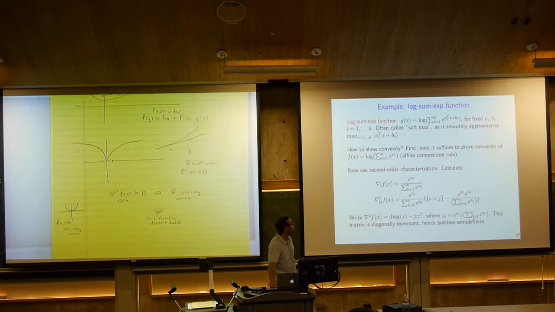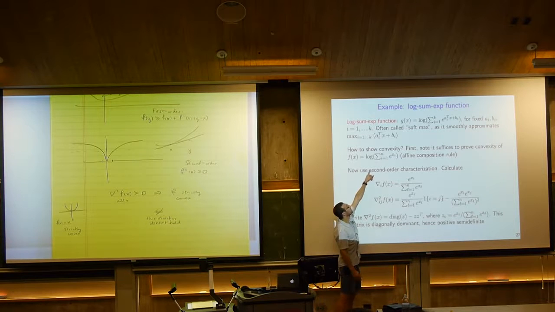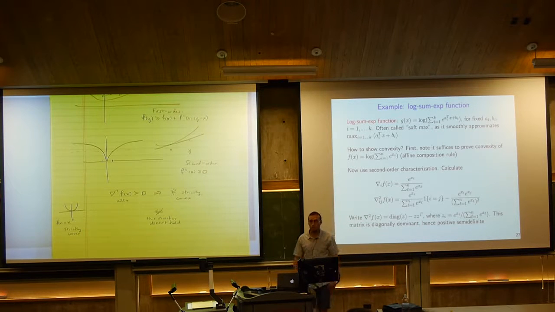To check convexity, there are various ways. This is maybe just to check that you understand them. The easiest thing to do is to say, as long as I prove that the log sum of e to the x_i is convex, I can get convexity of this original function by just using the affine composition rule, right?